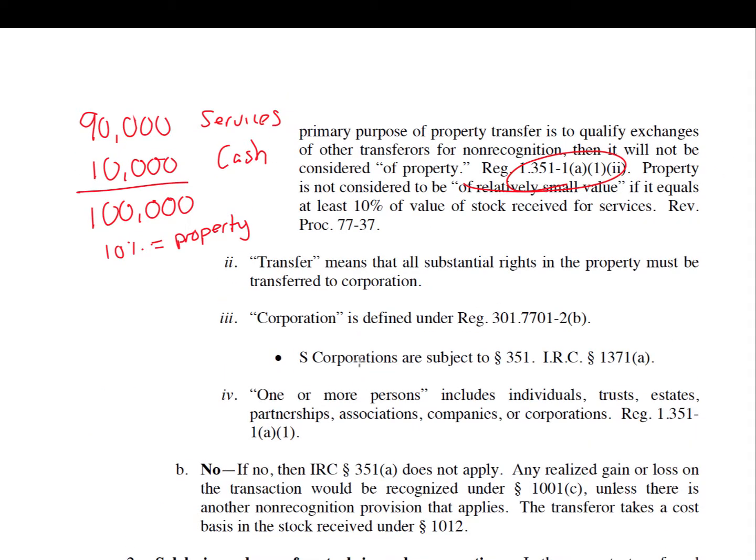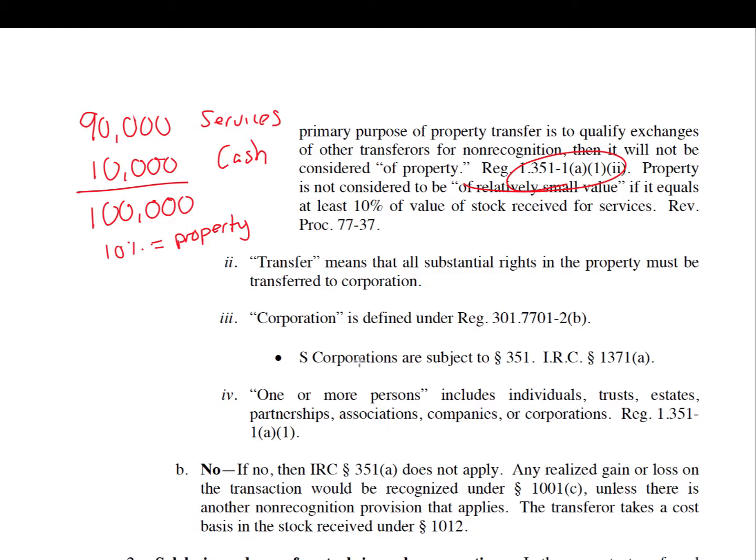A transfer means that all substantial rights in the property must be transferred to the corporation. The idea here is that under the DuPont case, there can't be any leaving of ownership from the original party. All rights must be transferred. If you don't transfer, it looks more like a lease. Corporation is defined under Regulation 301.7701-2B. And just so you know, S corporations are subject to this rule along with C corporations. S corporations being small business corporations.